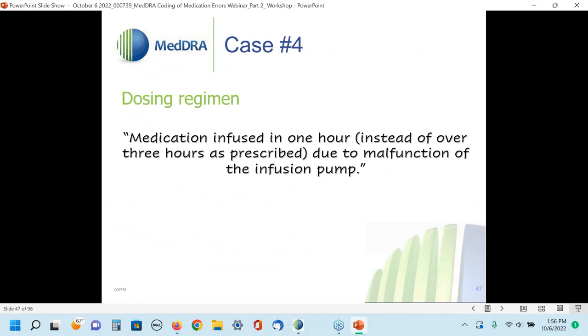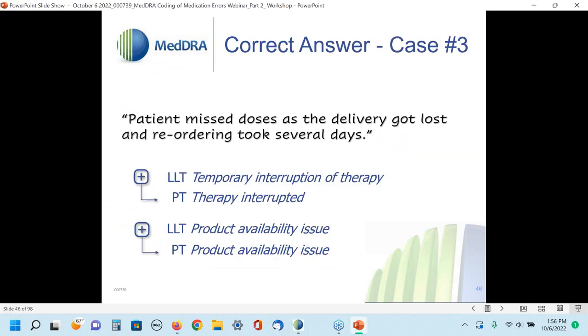This third example has added quite some more discussion if we have the time. We have a comment that for the last question, in my opinion, the LLT missed dose is closer to what was reported. In addition, the fact that it got lost makes me believe it's an error rather than intentional. We have someone who asked, why would shipping issue not be appropriate if the shipping got lost?